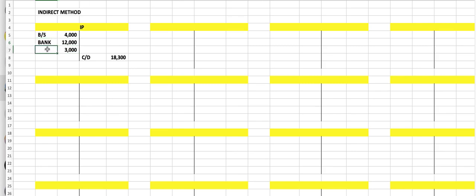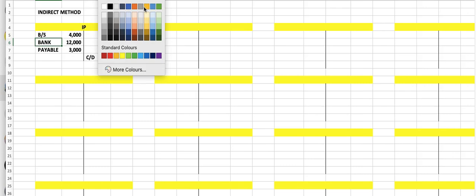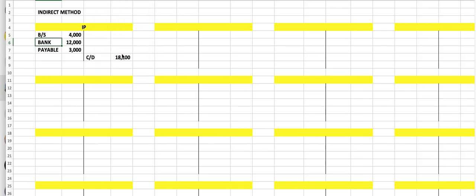So debt, if you look at the SOFP, you can see under liability it will be under trade and other payable. So I write down here as payable. Okay. So bank here, I'm going to highlight it. Yellow? No, I don't want yellow, yellow is already the same as the heading. Okay, orange. Okay, so that I remember.